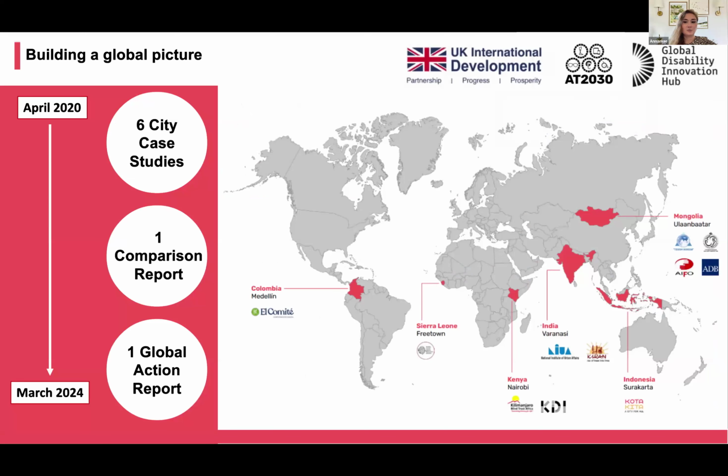Through this Inclusive Infrastructure sub-programme, the Global Disability Innovation Hub led a 4-year research programme in 6 diverse cities: Nairobi, Freetown, Medellín, Surakarta, Ulaanbaatar, and Varanasi. Together with local partners, we engaged 104 persons with disabilities and 94 urban stakeholders to understand the current state of infrastructure and, critically, how it's experienced on the ground. We use methods like photo diaries, journey mapping, interviews, and co-design workshops, as we believe that inclusive design starts by listening, not just to what people say, but how they move through, interact, and feel about the spaces around them. Next slide.